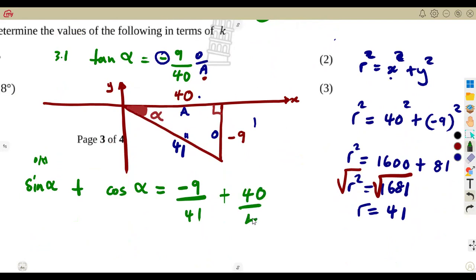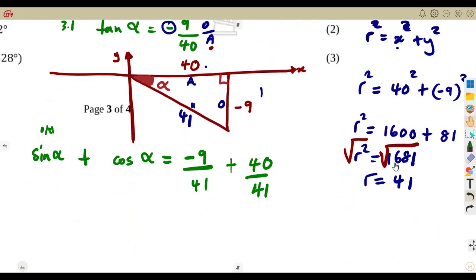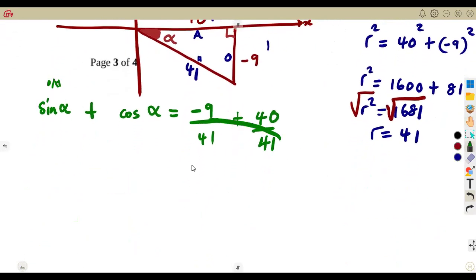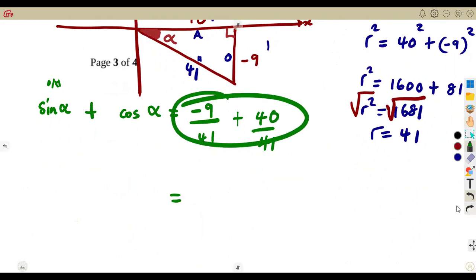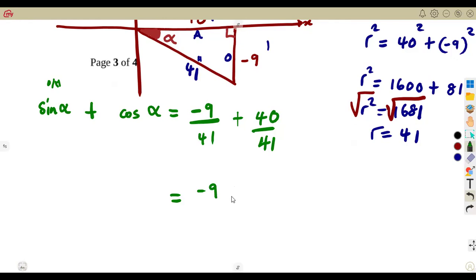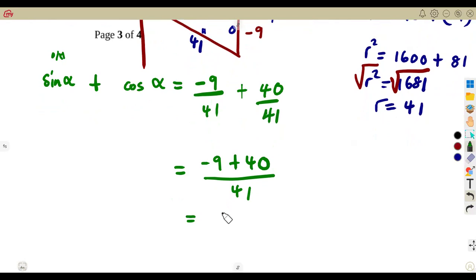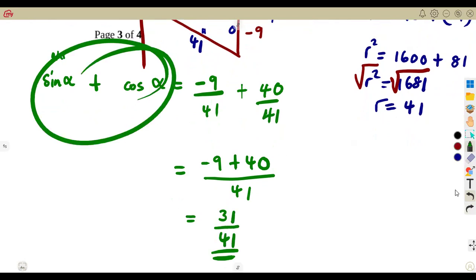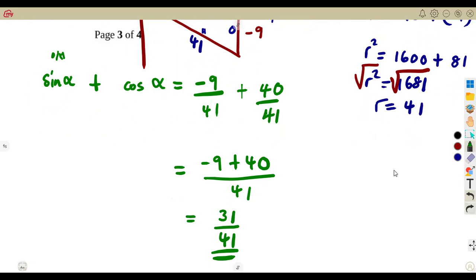So that's 40 over 41, as we do understand that if the denominators are the same, calculations can easily be done by adding the numerators. -9 plus 40, everything over 41. So it's simply like 40 minus 9. That is what it simply means. 40 minus 9, which is 31. So that's 31 over 41. So that's the whole sine alpha plus cos alpha.